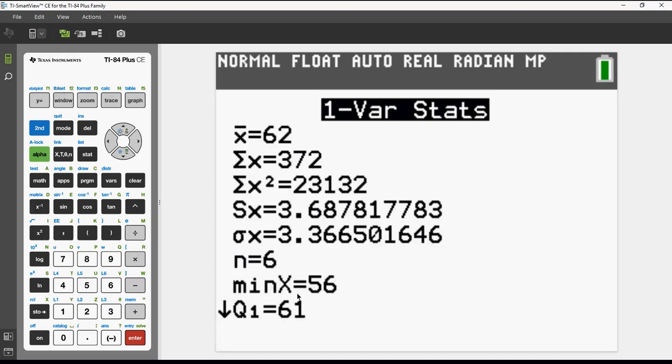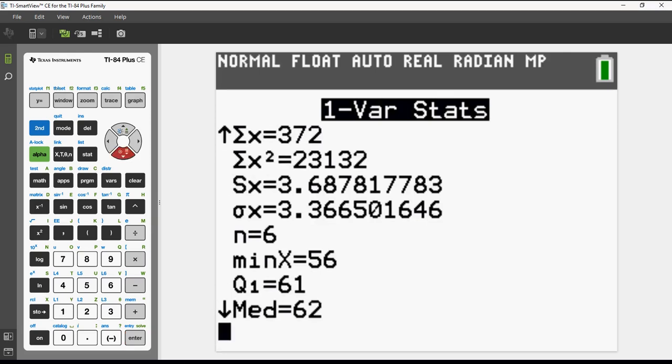What does min X mean? Minimum, which means the smallest. That's your smallest value in that table. Notice that there's a little arrow right here. That means there's more information if you scroll down.